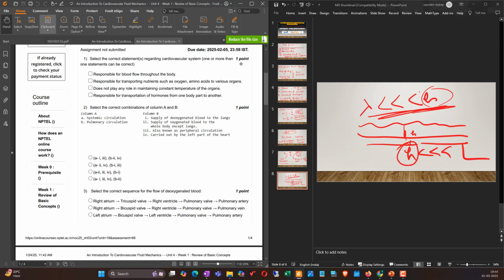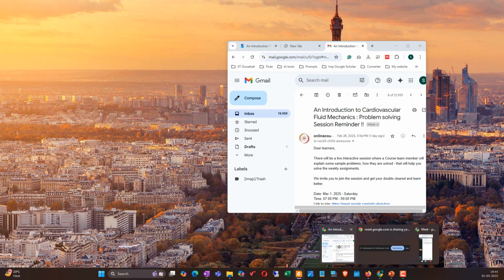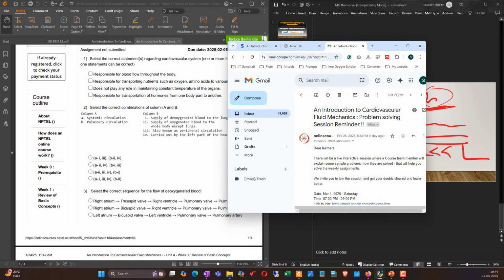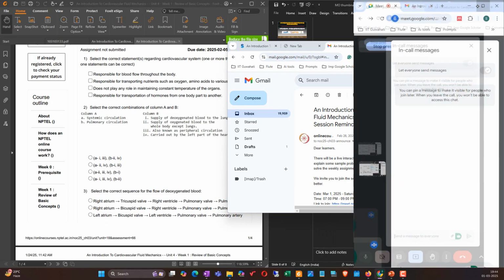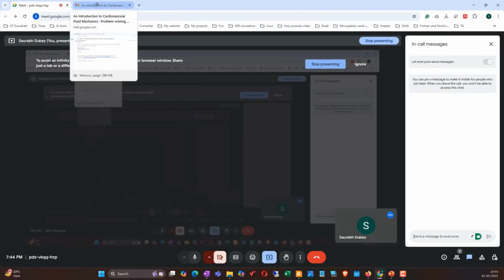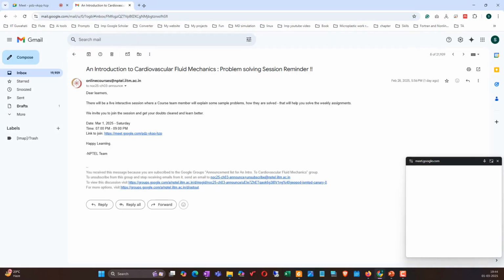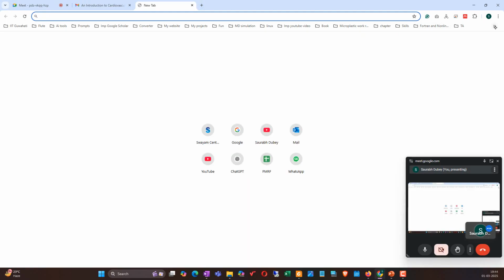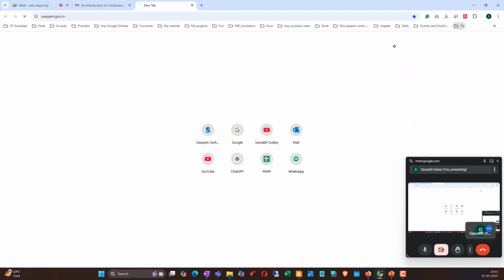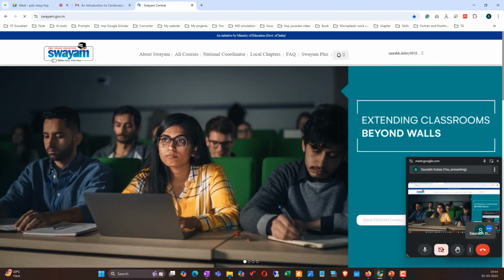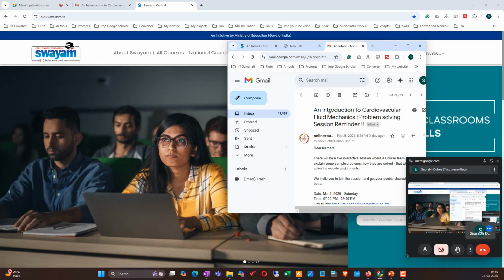Then responsible for the transport of hormones from one part to another, right? So let me just open this in the web, then I can show you a bit. Wait, if I can open this in the web. Yes, it is already open, right?